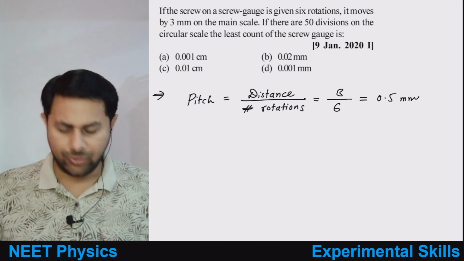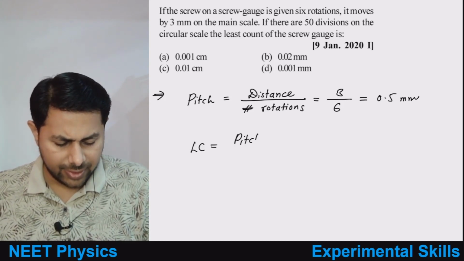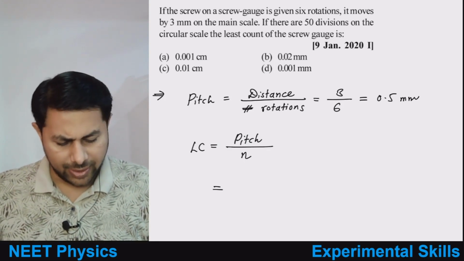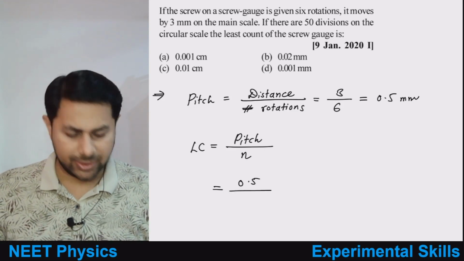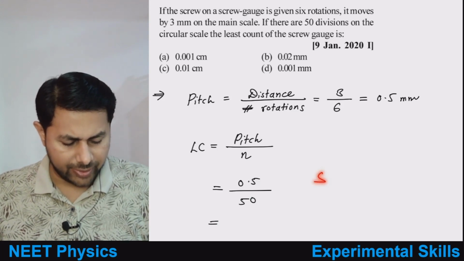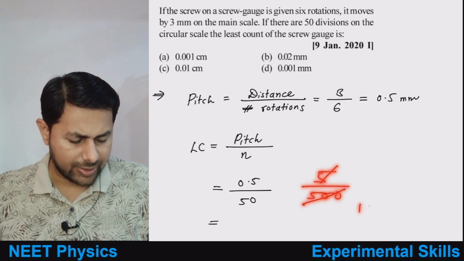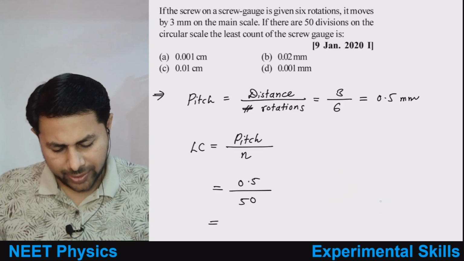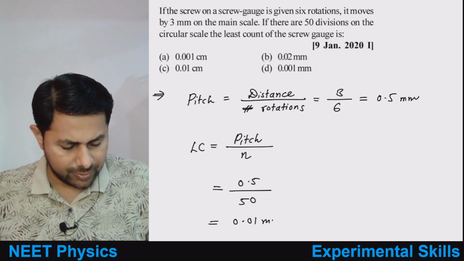Okay, then how do we find the least count? The least count is just pitch divided by number of divisions on the circular scale. So pitch is 0.5 mm and number of divisions on the circular scale is 50. So you have 0.5 divided by 50 or 5 divided by 500, and if you divide that you will get 1 by 100, that means 0.01 mm.